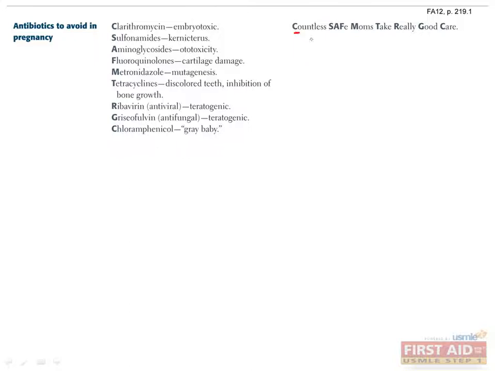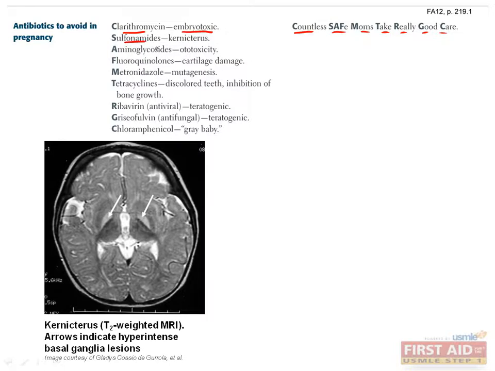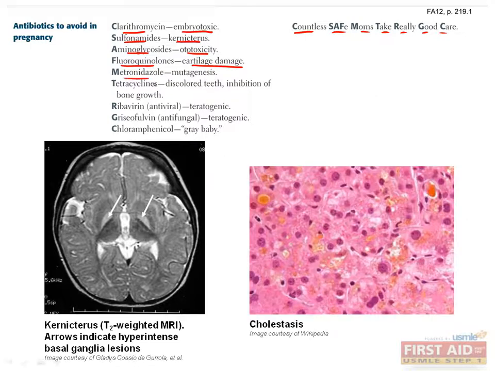Remember the mnemonic, countless safe moms take really good care, to help learn the antibiotics and their common side effects when taken during pregnancy. Clarithromycin is frankly embryotoxic. Sulfonamides can cause kernicterus. Aminoglycosides are associated with ototoxicity, while fluoroquinolones are associated with cartilage damage, although this has only been demonstrated in animal models.